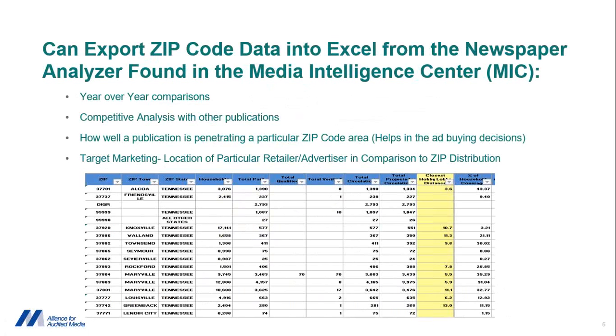However, it is available in our Media Intelligence Center through the Newspaper Analyzer. When you pull this information from our Newspaper Analyzer, it's a great resource for you to do competitive analysis, your comparisons, look at other publications, look at how a publication's penetrating a particular zip code. It also helps with target marketing. So there's a lot of information you can obtain from the zip code report that's housed in our Media Intelligence Center through the Newspaper Analyzer.